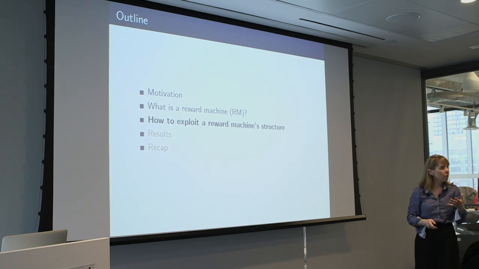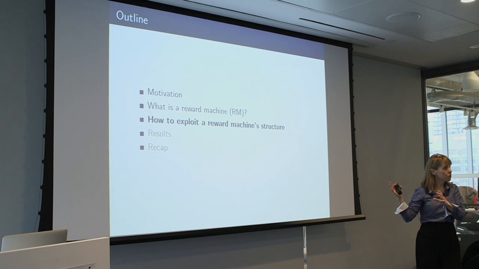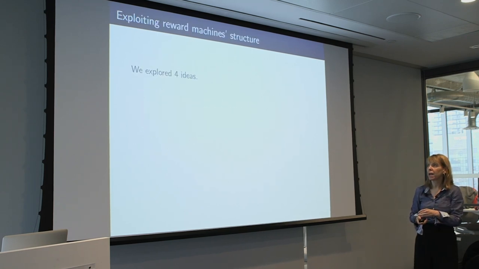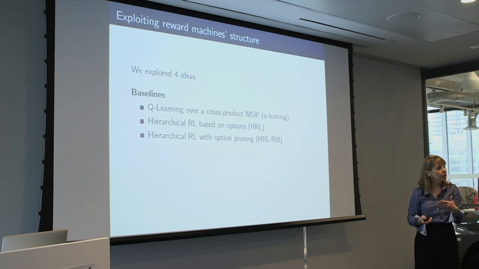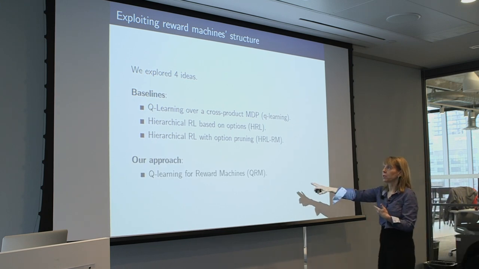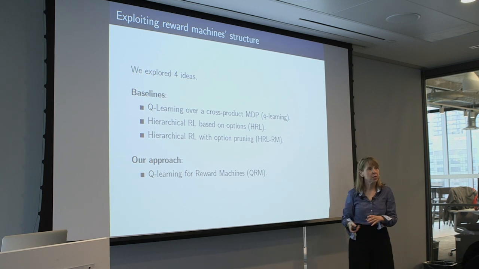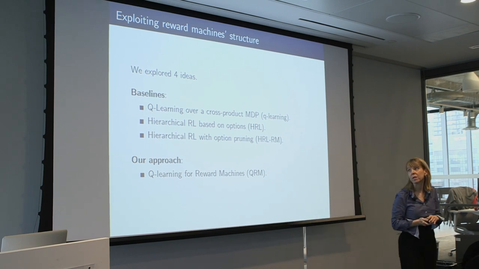So how do we actually exploit that reward machine structure? You've seen how we specify reward functions using this automata structure. Now the question is how we actually exploit it. And we explored four different ideas. Three turned out to be baselines that we used, and then the fourth turned out to be our approach, which turned out to be very effective. So I'm going to go through the three baselines and then through our approach and show you some of the experimental results that we received.